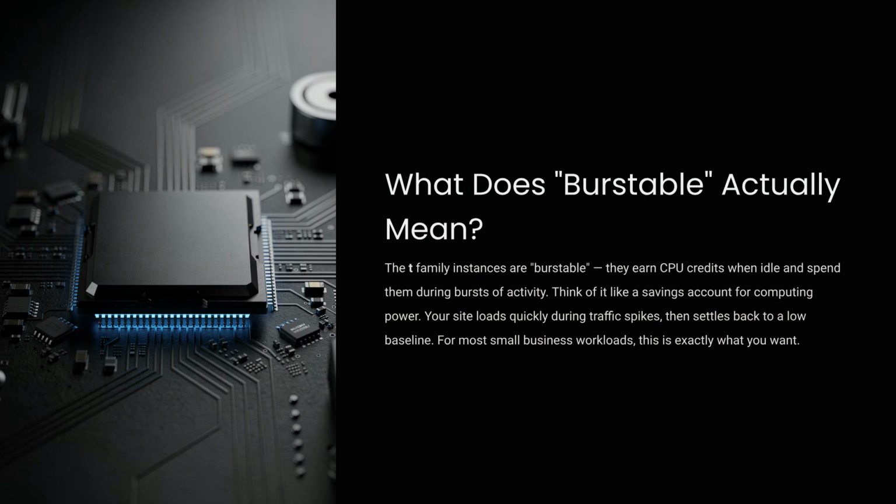The T family instances are burstable, meaning they earn CPU credits when idle and spend them during activity bursts. This is like a savings account for computing power. This feature ensures quick loading during traffic spikes and is ideal for most small business workloads.